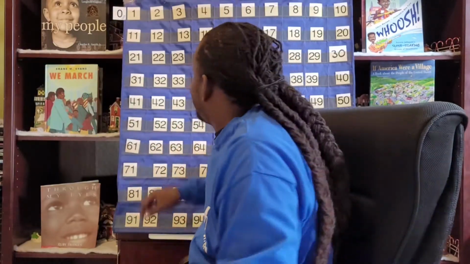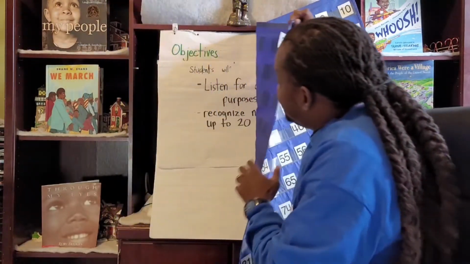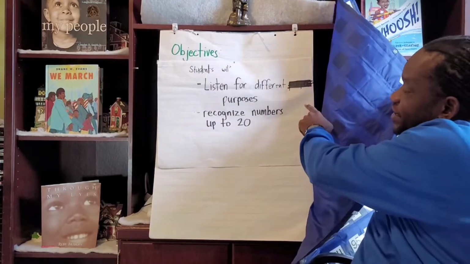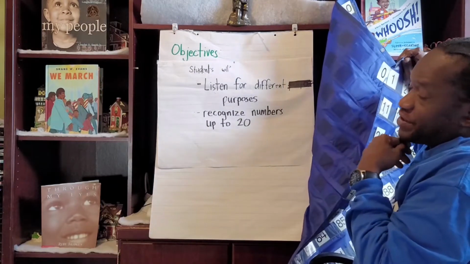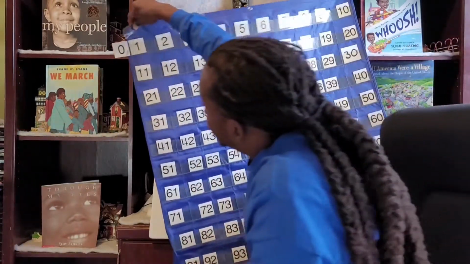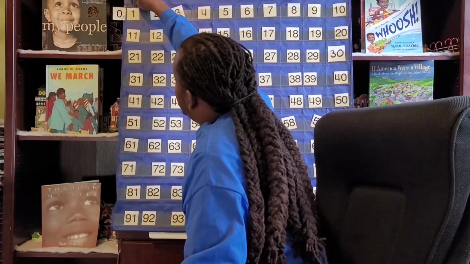Are you? Let's check out our objectives for the week. I'm going to take this number chart down just for a second. Our objectives are: students will listen for different purposes and recognize numbers up to 20. Up to 20. And we may go over 20, but here we go. So today, let's get started with some counting. Are you ready to count?